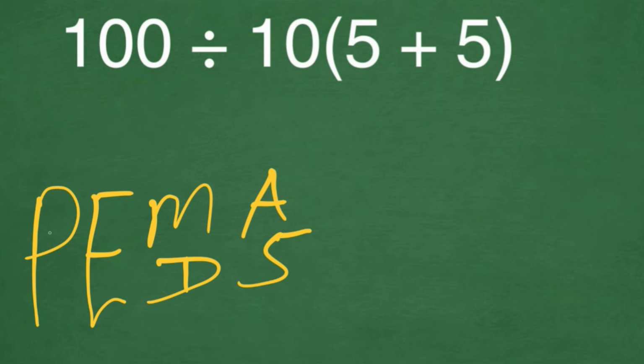P stands for parenthesis, E stands for exponent, M and D stand for multiplication or division, A and S stand for addition or subtraction. So according to this rule, the first thing we need to solve is parenthesis, and parenthesis is priority number 1. And then we have to solve exponent, and then the multiplication or division, and finally addition or subtraction.